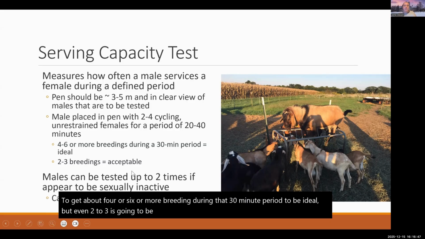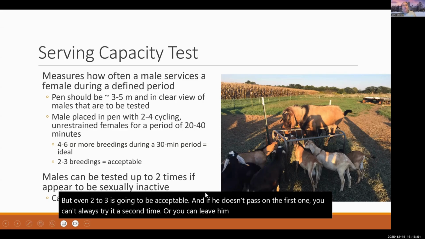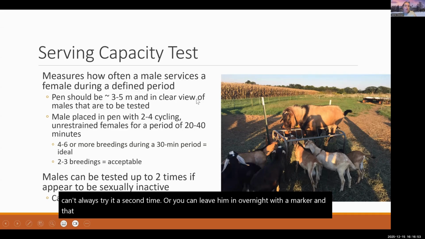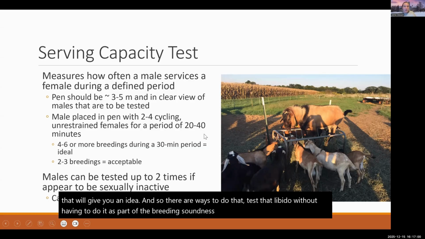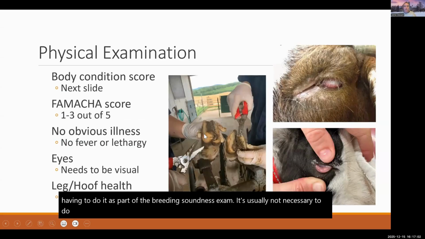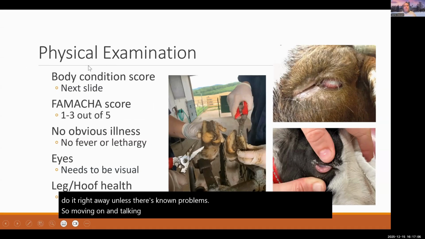And if he doesn't pass on the first one, you can always try it a second time, or you can leave him in overnight with a marker, and that will give you an idea. So there are ways to test that libido without having to do it as part of the breeding soundness exam. It's usually not necessary to do it right away unless there are known problems. So moving on and talking about these components individually.